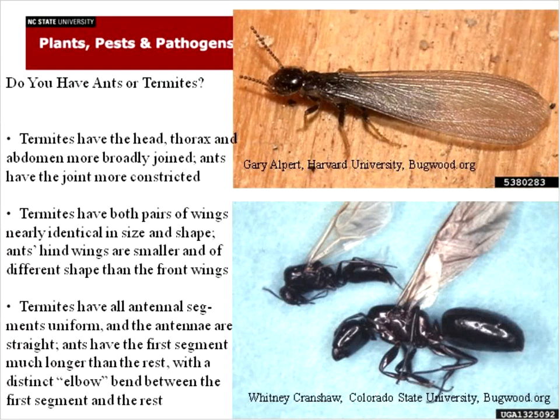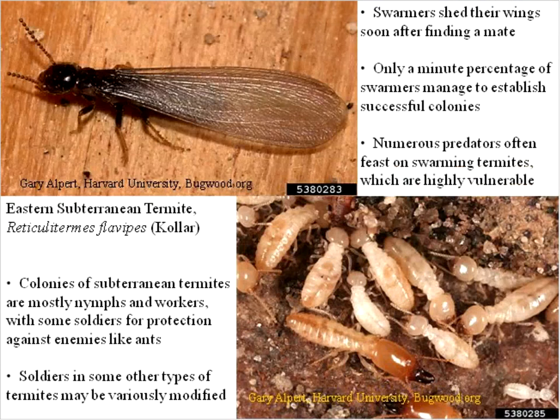Okay, so a very common question that we get is, do we have ants or do we have termites? There are three principal ways in which you can tell the difference between ants and termites. First of all, termites have the head and the thorax and the abdomen. Let me back up a slide. I can actually show it better there. With termites, you've got the abdomen, you've got a thorax, and you've got the head.